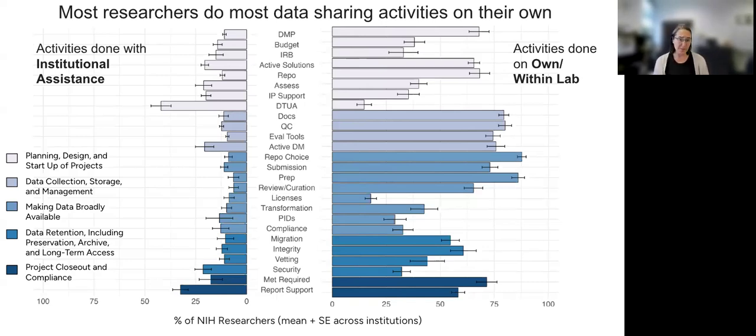There's a noticeable difference in the size of these bars, with many more researchers completing data management and sharing activities on their own or within their lab than those who do it with institutional support. And notably, this is true even for activities that we knew within our institutions we provided pretty robust support, such as support for data management, review and consultations around data management and sharing plans.